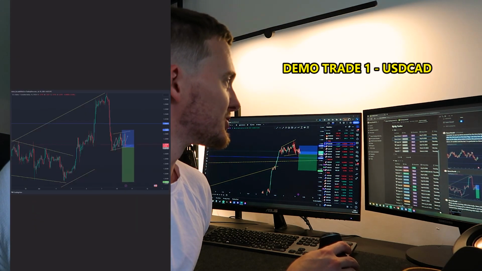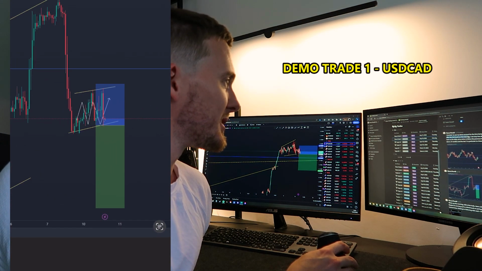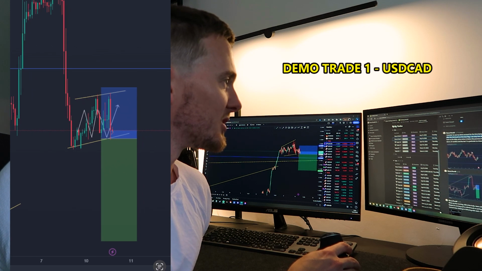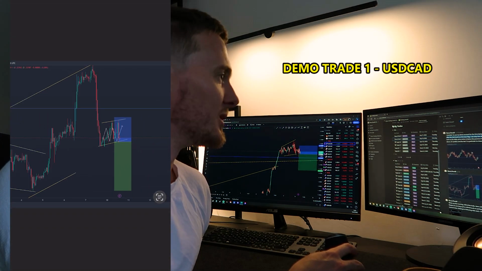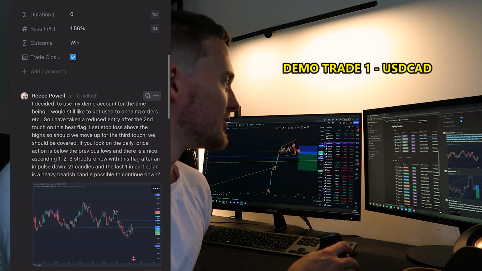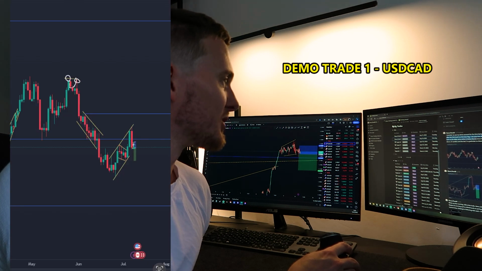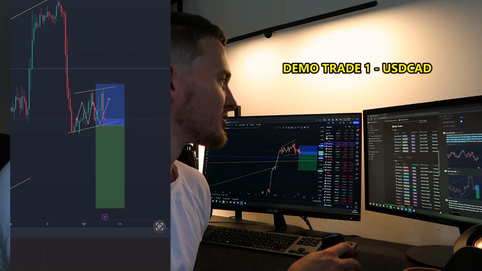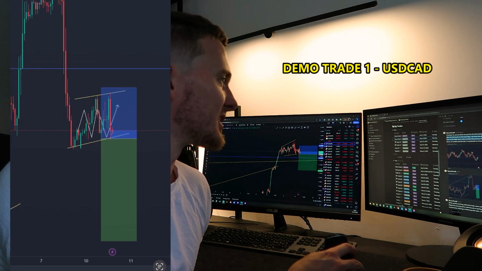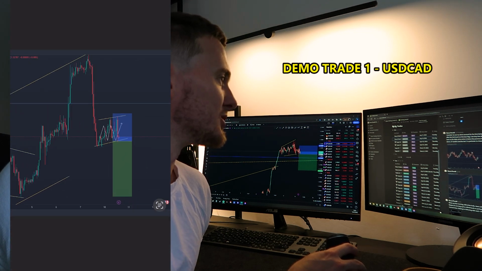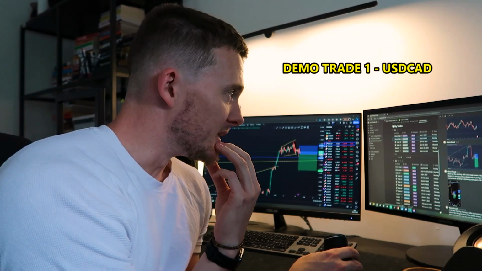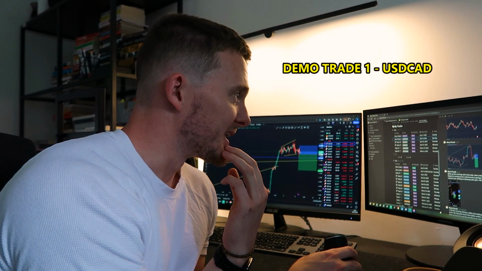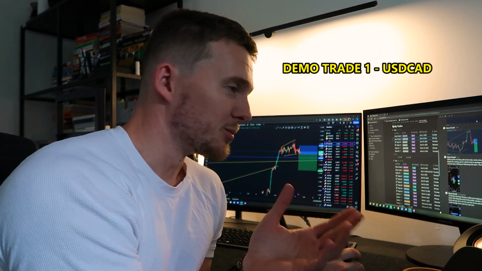So I've taken a reduced entry after the second touch on this bear flag, and set the stop loss above the highs. So should we move up for a third touch, we will hopefully be covered. If you look on the daily, price action is below the previous lows and there is a nice ascending 1, 2, 3 structure, and with this flag after an impulse down, and the last one in particular a heavy bearish candle, it's possible to continue to the downside. Then afterwards, once the trade has played out, whether you've won or lost or broken even.